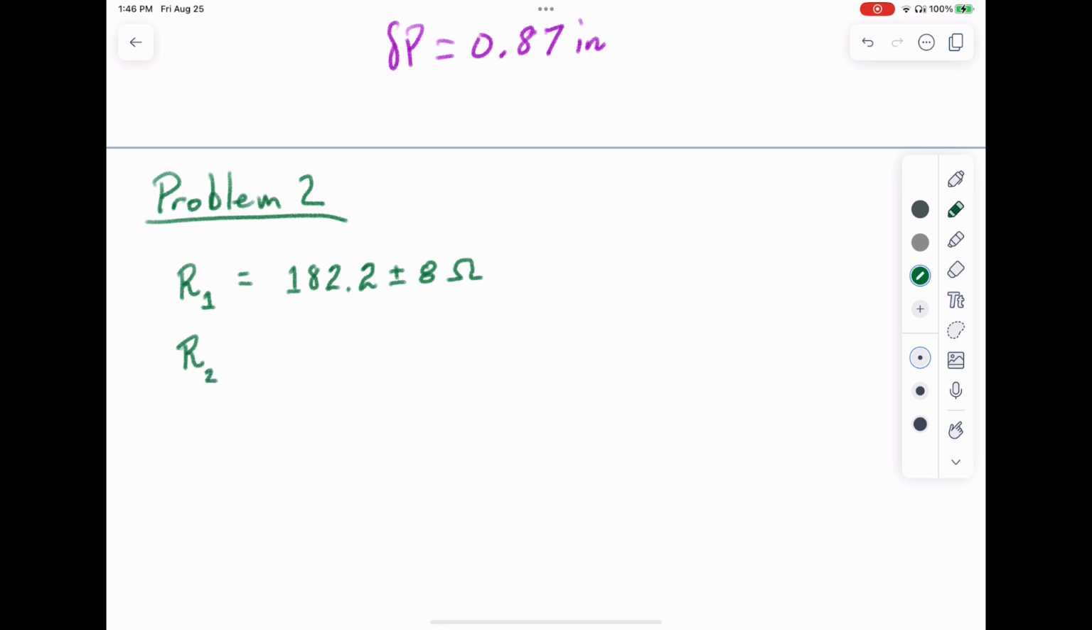Even though I'm calling this resistor 1, resistor 2, and resistor 3, it's really the same resistor, but the devices that we're using are giving three different readings. With device number 1, we have 182.2 plus or minus 8 ohms. Device number 2, 79 plus or minus 3 ohms. And then device number 3, 106.6 plus or minus 4.5 ohms.